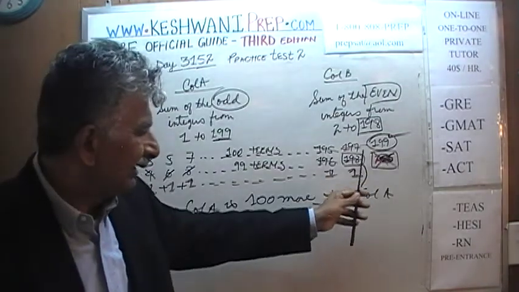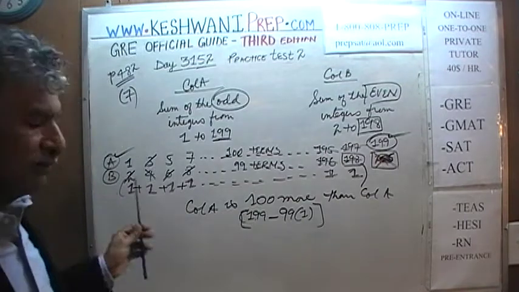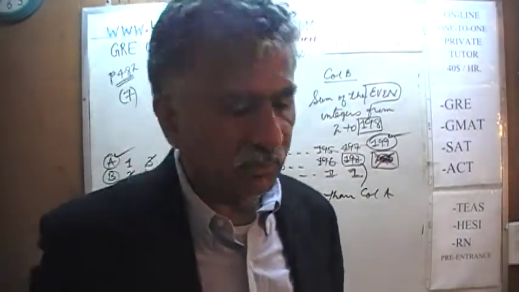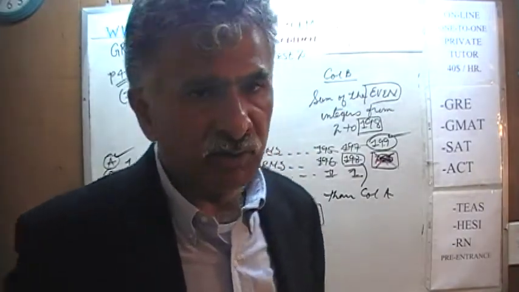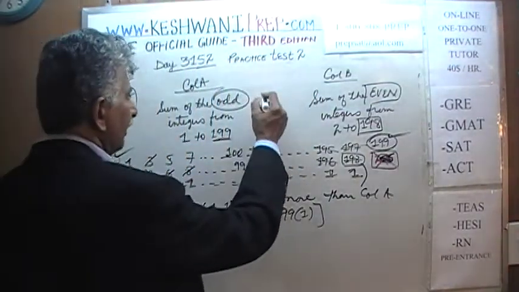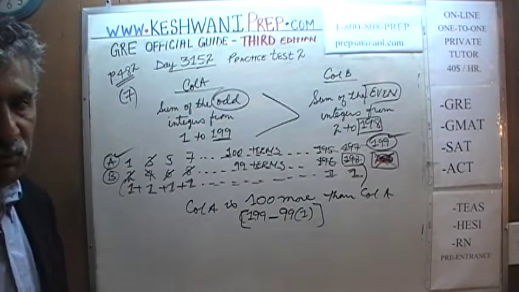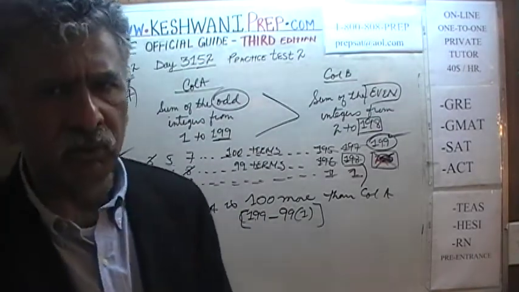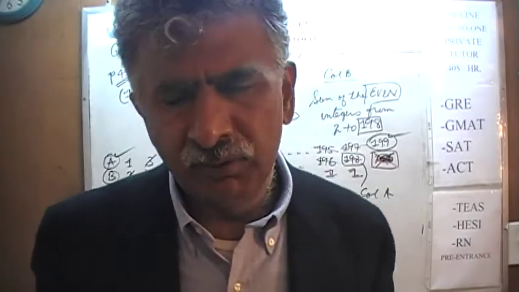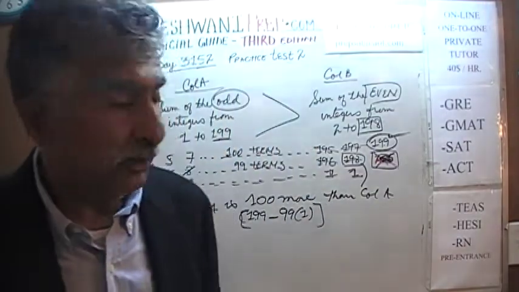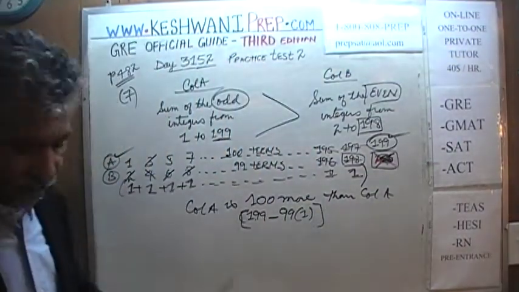The fact that column A turns out to be exactly 100 more than column B, that's not the point here. They're not asking how much bigger it is. We simply have to be able to tell which quantity is bigger. And the answer is that column A is bigger. We just did some extra work which was not necessary. We were not required to. We found out that the sum is actually exactly 100 more than column B. The answer is A.